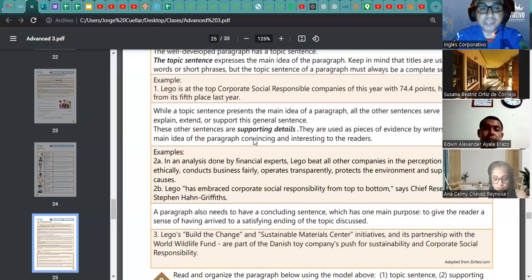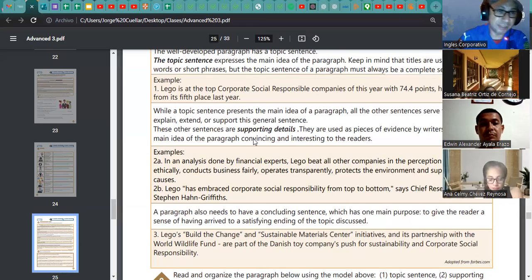So, the example says, in an analysis done by financial experts, Lego bet all other companies on the perception that it behaves ethically, conducts business fairly, operates transparently, protects the environment, and supports worthy causes. So that is the first part of this paragraph. And the second is also another idea that supports the main idea. Lego has embraced corporate social responsibility from top to bottom, says Chief Research Officer Stephen Ham Griffiths. So two ideas to support the topic sentence.